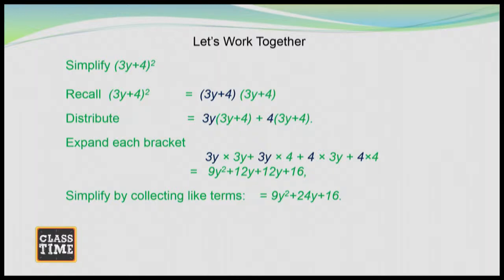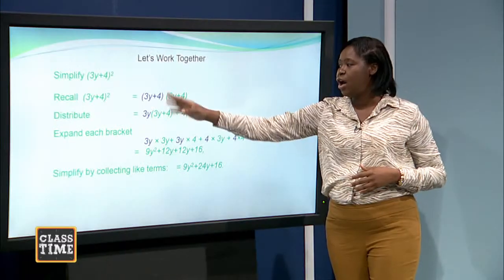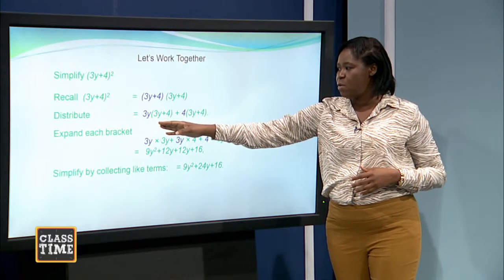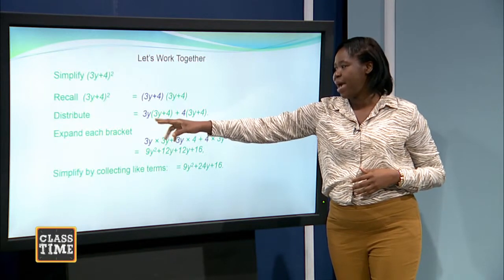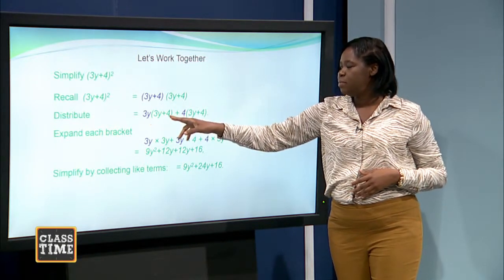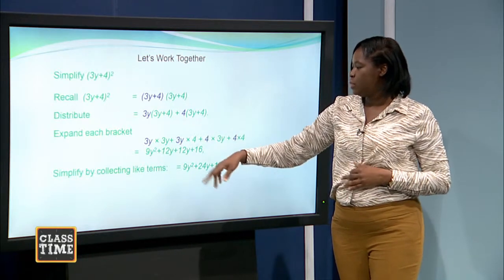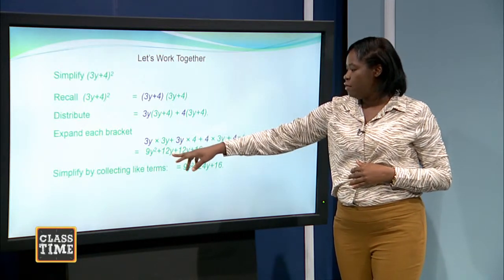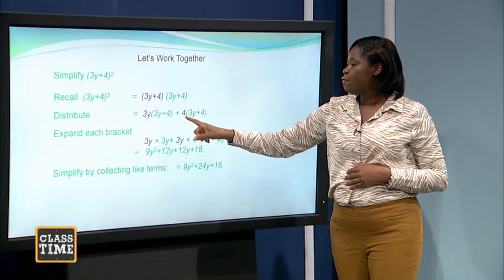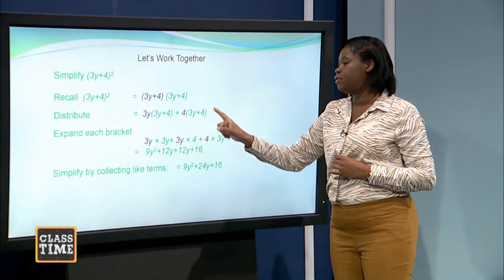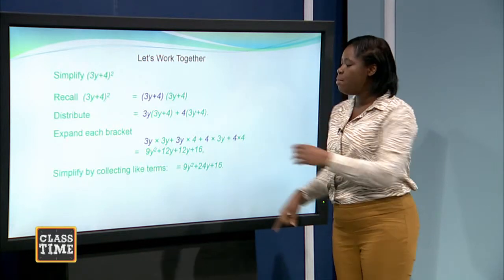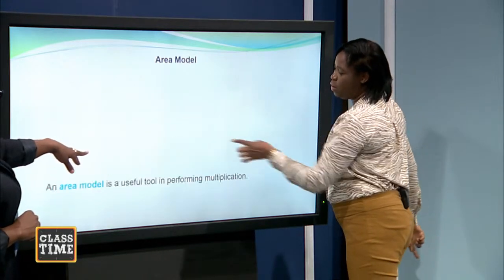Distributing the terms in the first bracket over to the terms in the second bracket. 3y multiplying 3y would give us 3y squared. So let's do it step by step. 3y multiplying by 4 would give us 12y. And 4 times 3y would give us 12y. And 4 times 4 would give us 16.